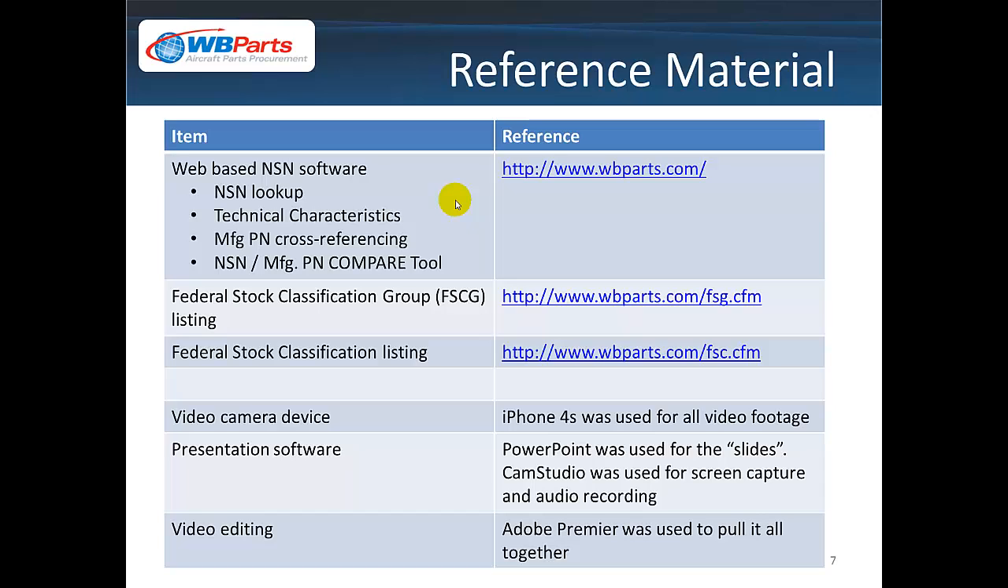On the WBParts website on page fsg.cfm we have the Federal Supply Group. At fsc.cfm we saw the listing of the Federal Supply Classification. And this concludes our training session.